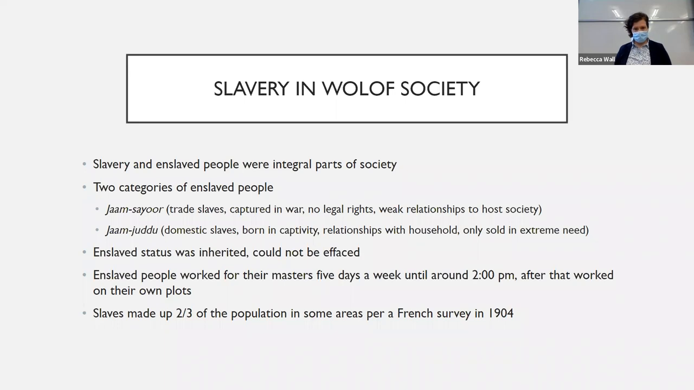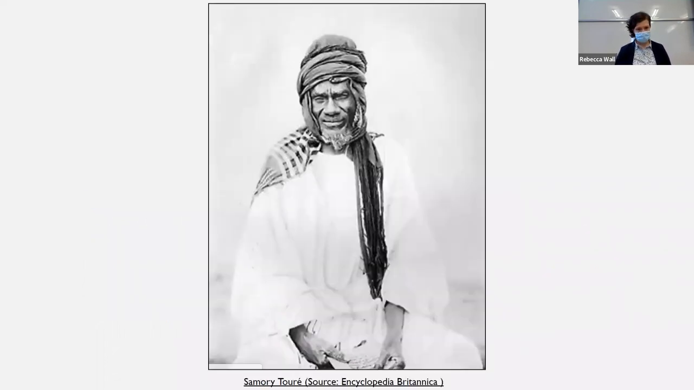Okay. We don't need to linger on this too long, but you can see some of the salient features of enslavement in Wolof society as one example. According to a French survey, which we would be right to be skeptical of, as it's hard to ascertain how accurate it was, but remarkably it suggested that up to two-thirds of the population in some areas in 1904 was enslaved. So really ubiquitous and part of the context that we're exploring in this project.